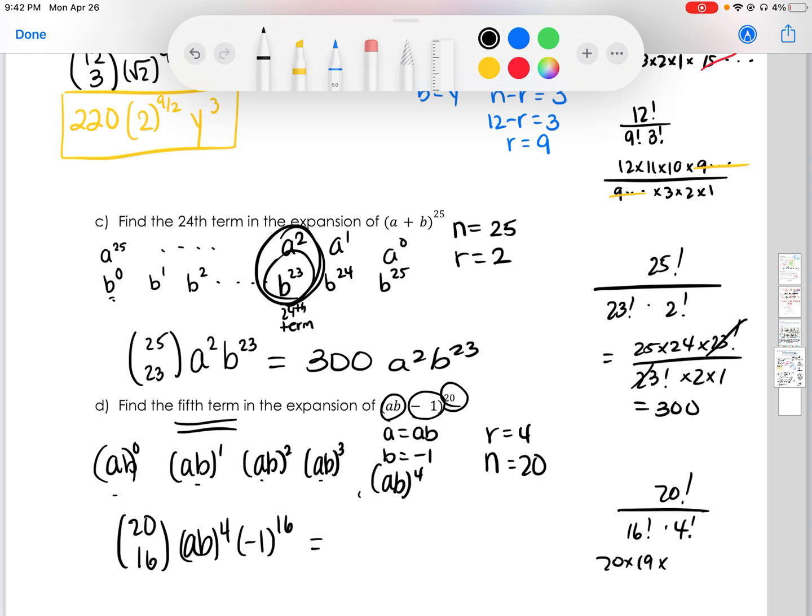20, 19, 18, 17, 16 all the way down, 16 all the way down here, 4 factorial. So the 16s are going to cancel. 4 is really 4, 3, 2, 1. So when we multiply this out, 20 times 19 times 18 times 17 is going to get divided by 4 times 3 times 2 times 1. So that's 4,845. This is a +1, and that's A to the 4th, B to the 4th.